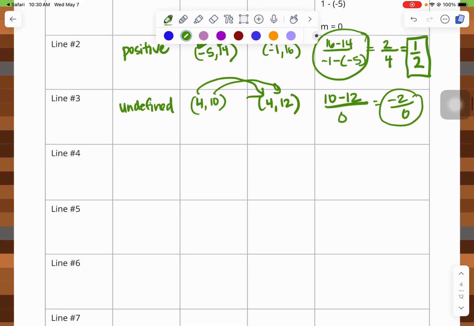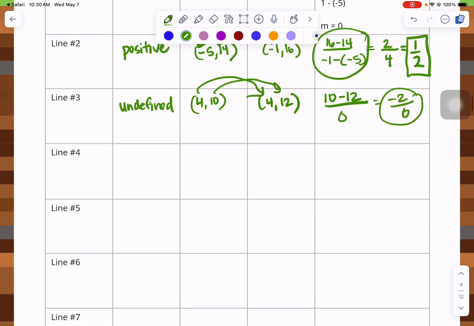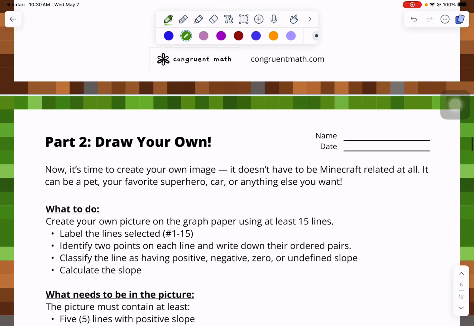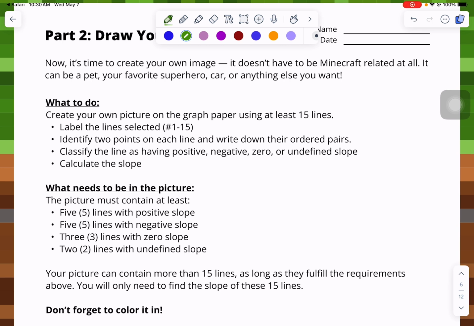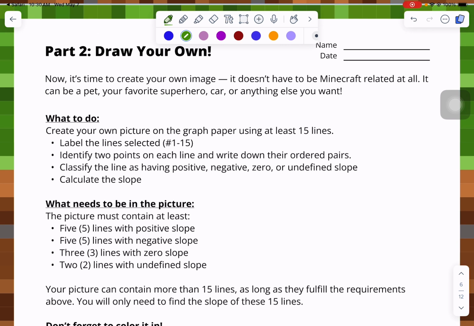You will have to find the slope of all of those lines, specify what kind of slope they are. If you go down to the second part, this is where you get to create your own image. It doesn't have to be Minecraft related at all. It can be a pet, your favorite superhero, car, or anything else you want. You're going to create your own picture on the graph using at least 15 lines. And then you're going to label those lines like you saw in the picture above. Identify 2 points on each line and write down their ordered pairs. Classify the line as having positive, negative, 0, or undefined slope, and then calculate the slope.